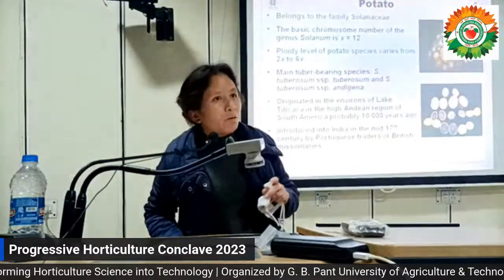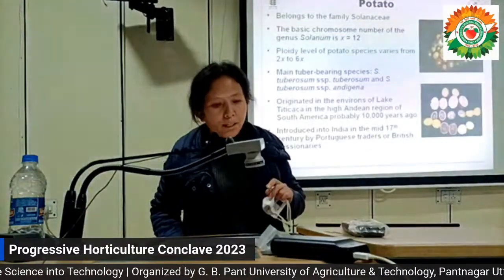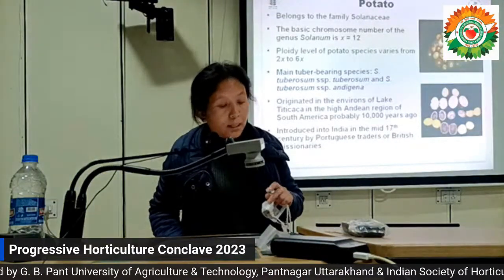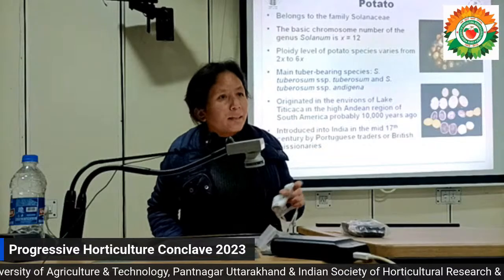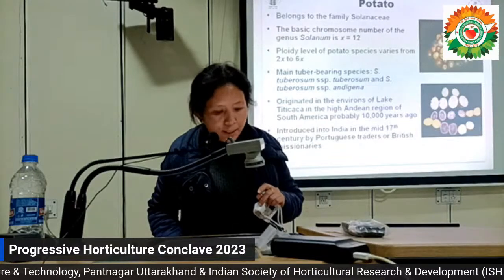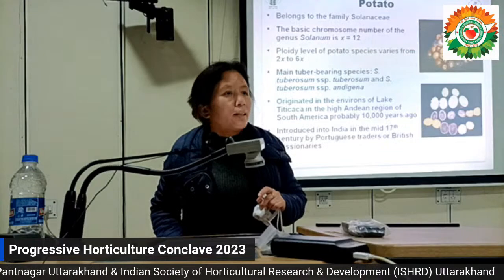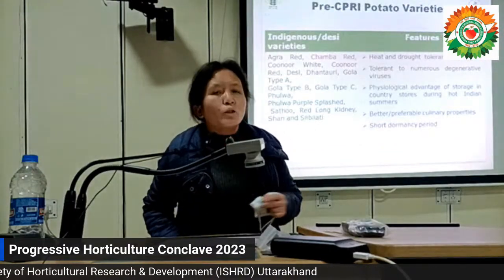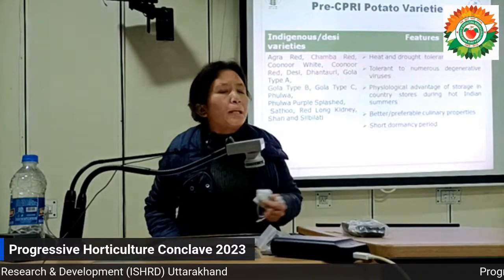Potato, a versatile humble crop, belongs to family Solanaceae, and the ploidy level ranges from truly diploid to hexaploid. The origin of this crop is not in India; it is around Lake Titicaca in South America, and it was introduced to our country just 300 or 400 years back. And if we say potato is not the origin of our country, what are the pre-bred CPRA varieties?